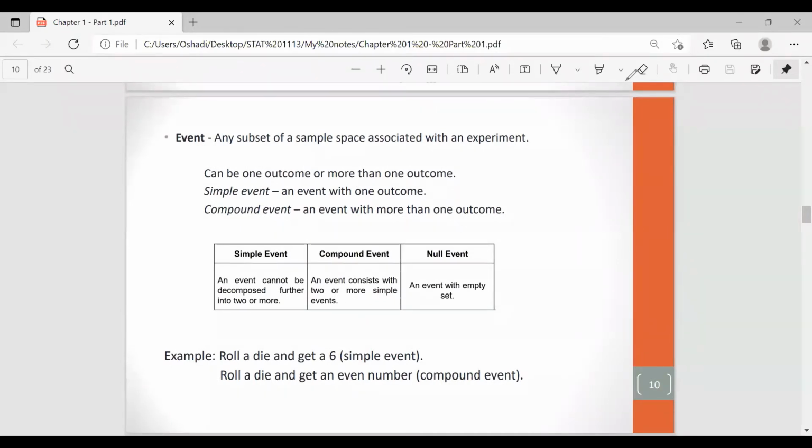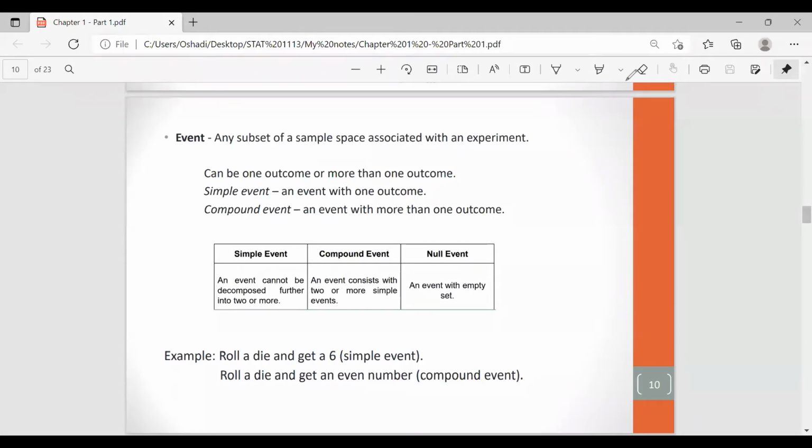Then another important terminology is event, right? So now we know what is a random experiment and what are the outcomes of a random experiment and how to write or indicate the sample space, right? So the terminology event: any subset of a sample space associated with an experiment is called an event, right? So in an event, there can be one outcome or there can be more than one outcome, right?